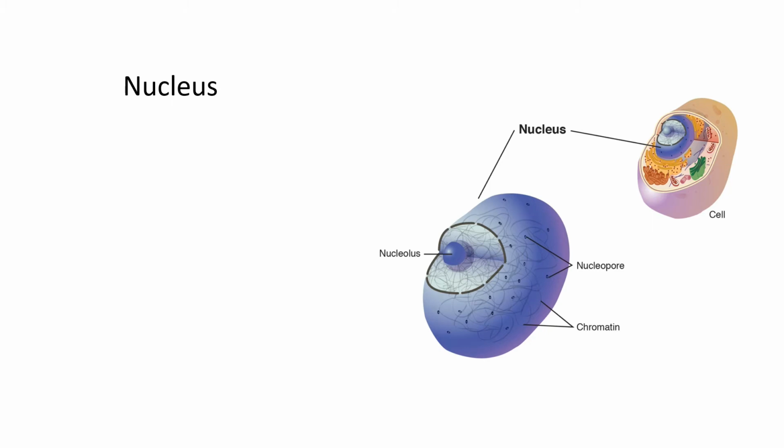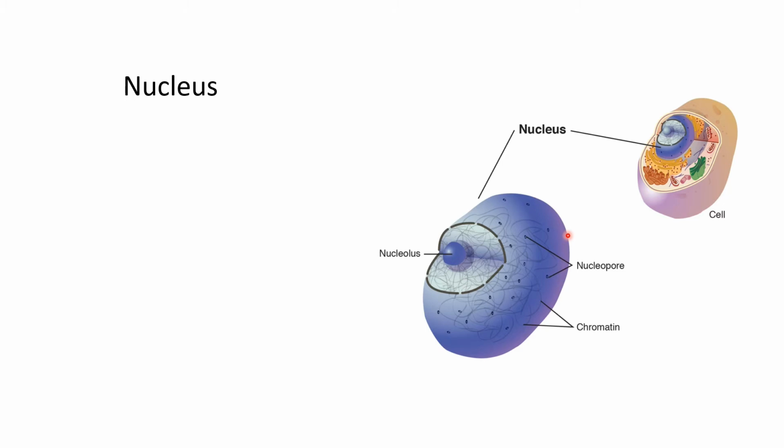In some cells, the nucleus occupies most of the available space. It is surrounded by a double membrane, which we call the nuclear envelope.